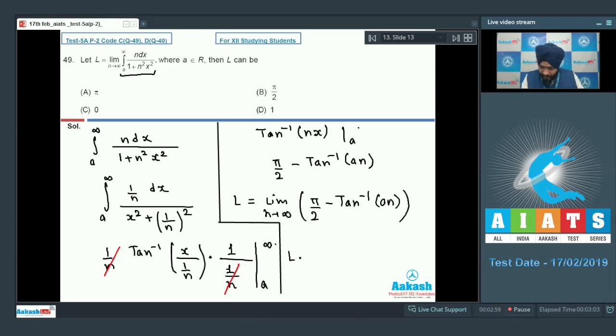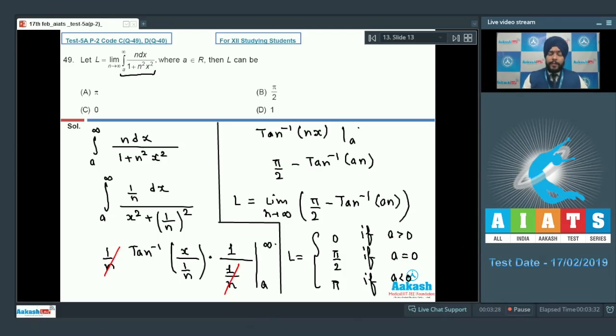Fine. So L can take 3 possible values. If a is 0, definitely the answer is pi by 2. If a is positive, as n tends to infinity, pi by 2 minus pi by 2, 0. On the other hand, if a is negative, pi by 2 minus tan inverse minus infinity, that means pi by 2 minus of minus pi by 2. That is pi. So we have 3 possible values for the given expression L.